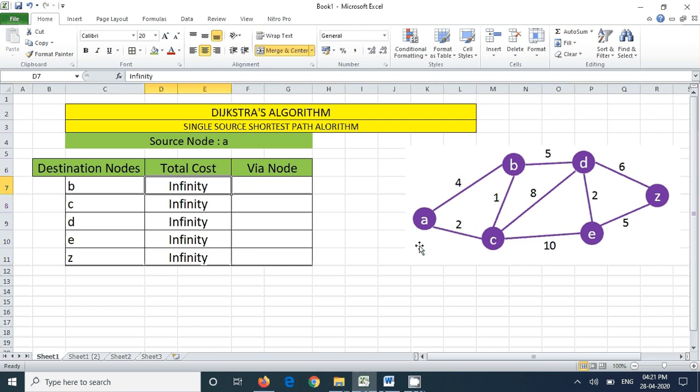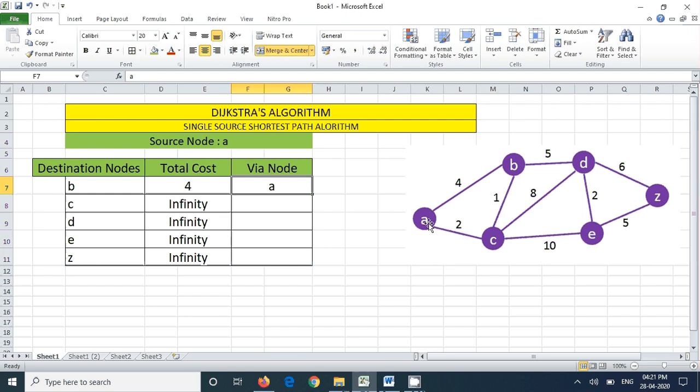So from A I can go to B with the cost of 4. 4 is less than infinity, and only if it is less will I replace the bigger value. So we replace infinity with 4. Then the via node is A. So to reach B, the cost is 4, and the previous node to B is A.